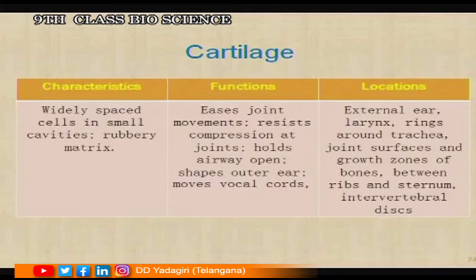And where do we find this cartilage in our body? We find it in the external ear, larynx, rings around the trachea, joint surfaces and growth zones of bones, between ribs and sternum, and in intervertebral discs. These intervertebral discs are present in our vertebral column. Do you know, students, how do we bend? Because of the presence of this cartilage in between the intervertebral discs.